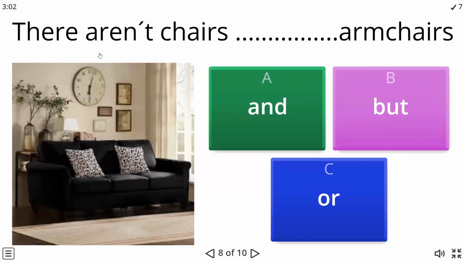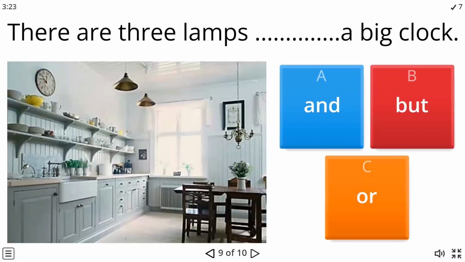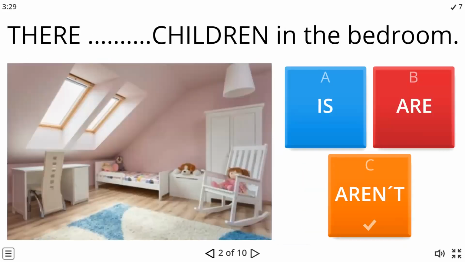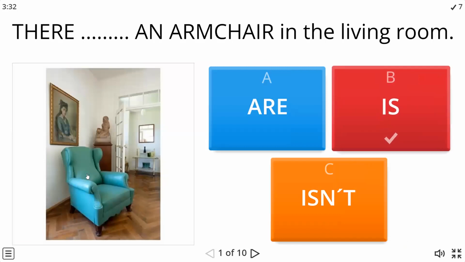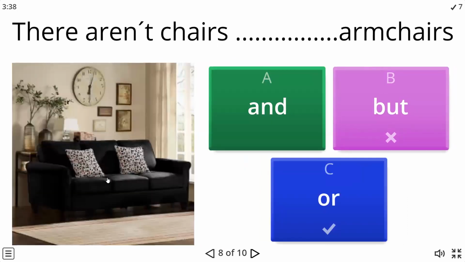Then we have there aren't chairs, armchair. Dice no hay sillas, but armchair. But no, or. Porque este es un couch, okay? An armchair es así como las que les enseñaba acá. The first one, this is an armchair. And in the picture here, this is a couch or a sofa. So this is, there aren't chairs or armchair.